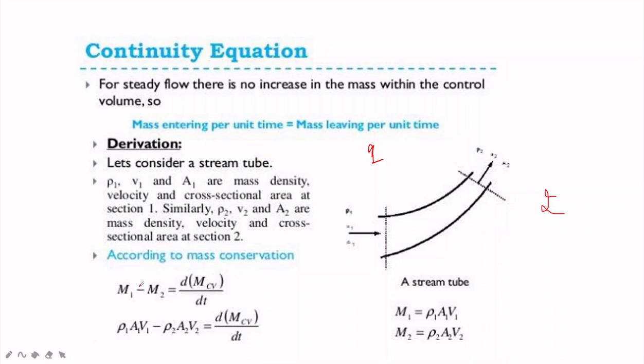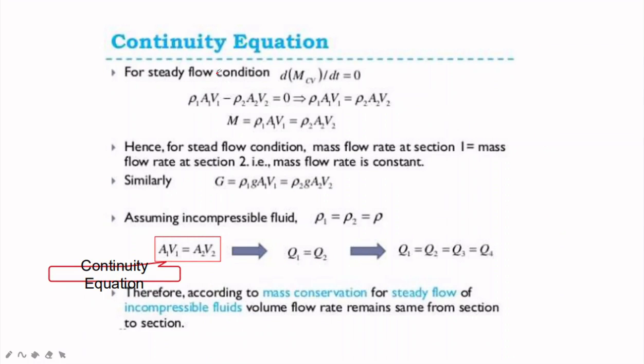According to mass conservation, m1 is the mass entering per unit time, and m1 minus m2 is equal to the differentiation of the mass in the control volume with respect to time. But as this is a steady flow, this will be equal to 0. What is m1? Rho 1 a1 v1. What is m2? Rho 2 a2 v2. So rho 1 a1 v1 minus rho 2 a2 v2 is equal to the differentiation of mass in the control volume with respect to time. For steady flow, the differentiation of mass in the control volume with respect to time is equal to 0.